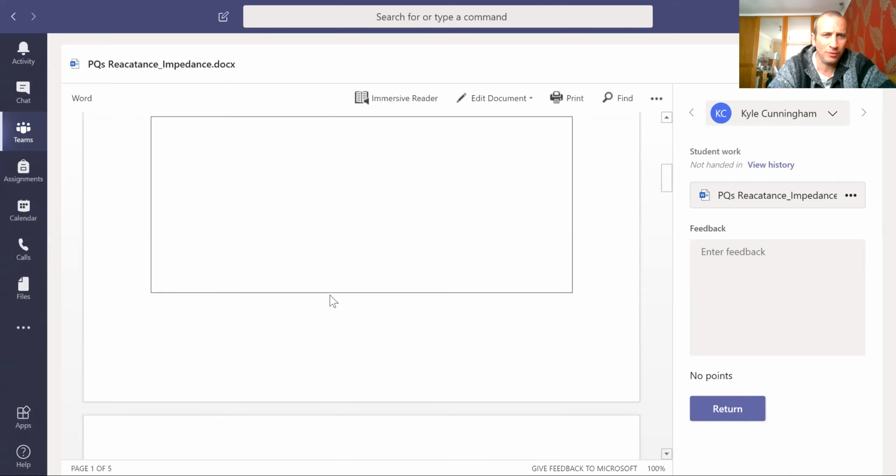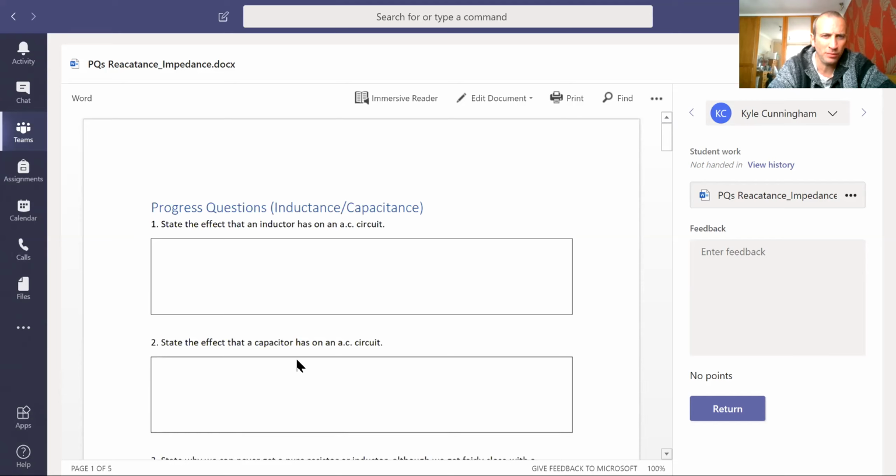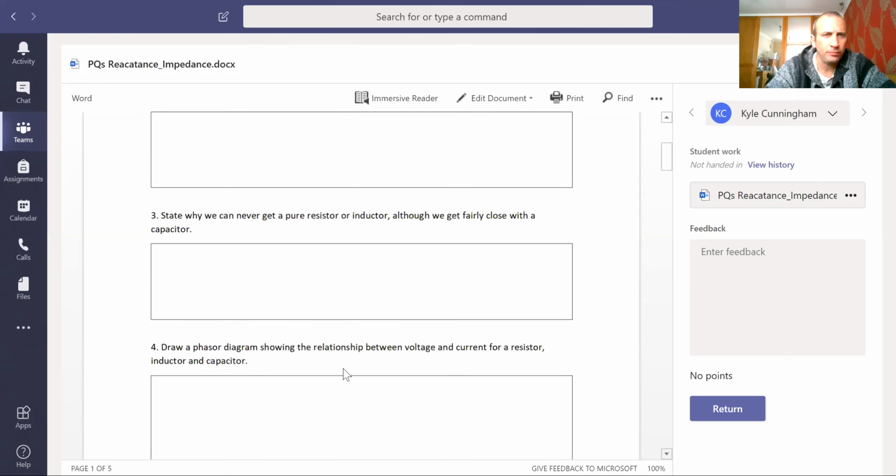And you can also say almost the same thing if you look at question 2. What effect does a capacitor have? A capacitor causes the current to lead the voltage, and we know it's by 90 degrees. So then question 3. You really need to know about reactance before we do that. We'll come back to that.